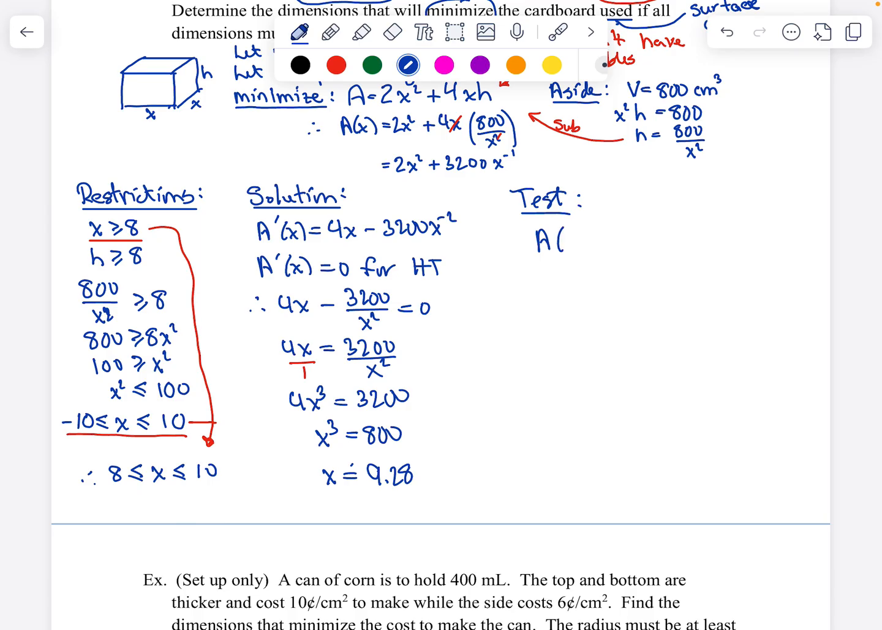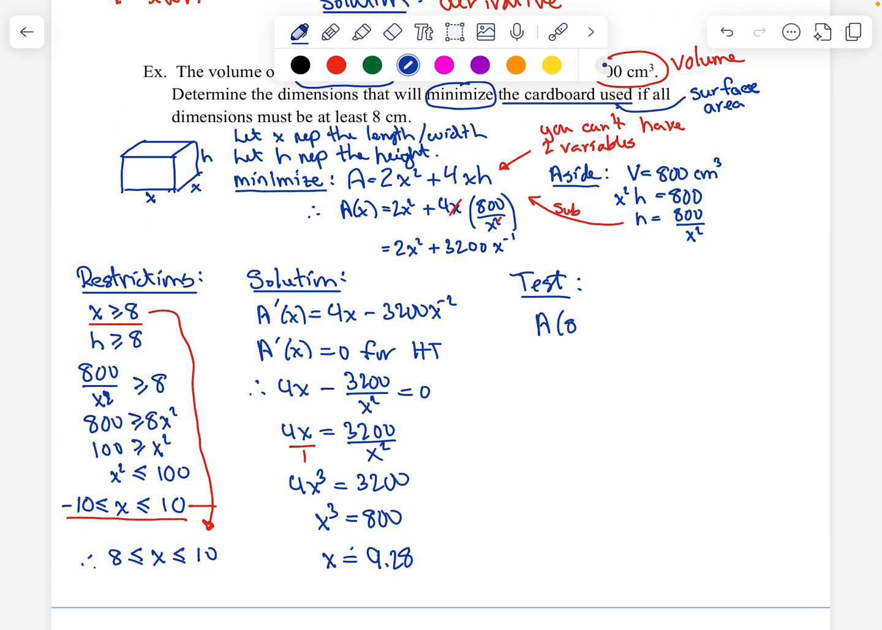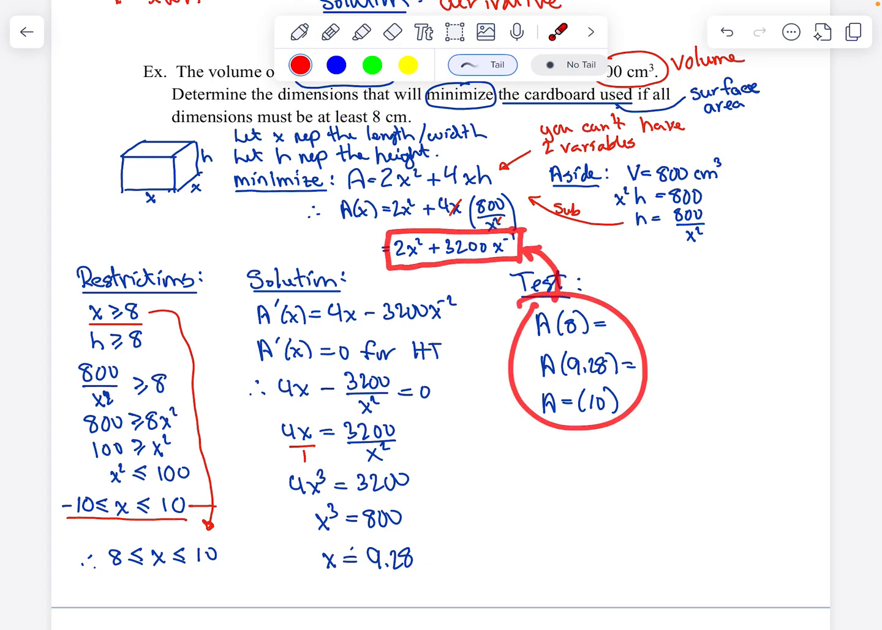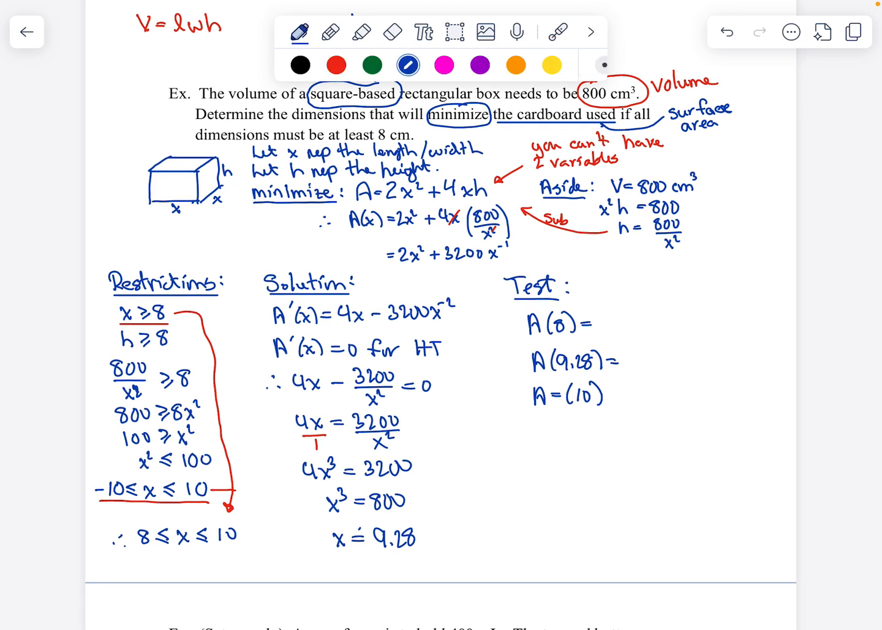So I need the surface area if we use 8. I need the surface area if we use 9.28. And I need the surface area if we use the upper bound 10. We're now taking these values and subbing them back into our original function. You decide which version, but we definitely want to use the one that has the x. My suggestion would be subbing it right back into this here. This is calculator work, so I'm going to go ahead quickly, since I've done the solutions ahead of time.